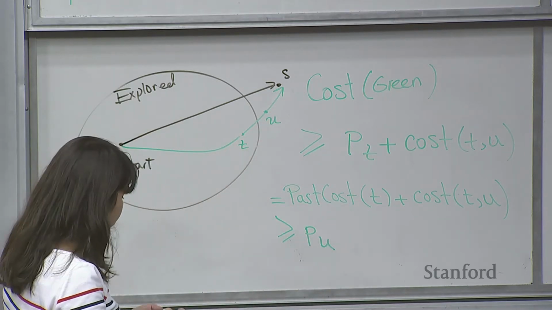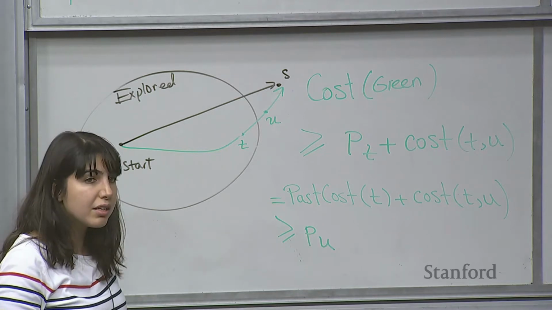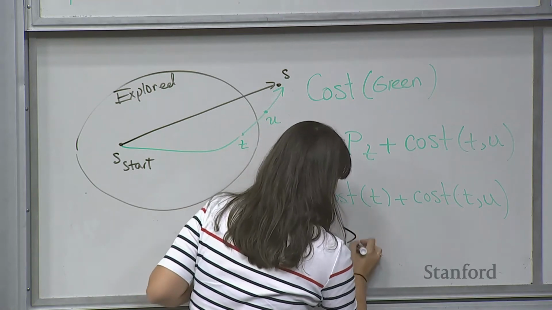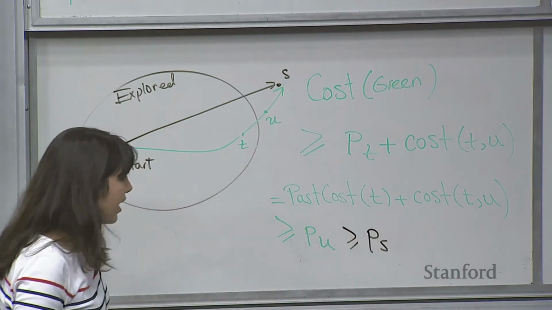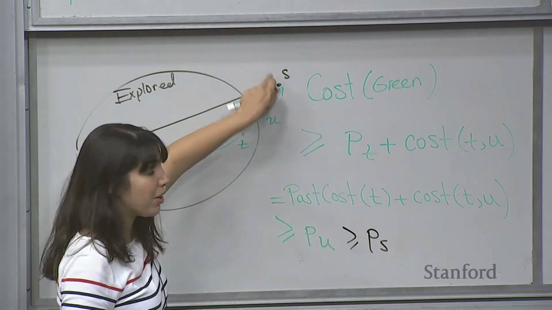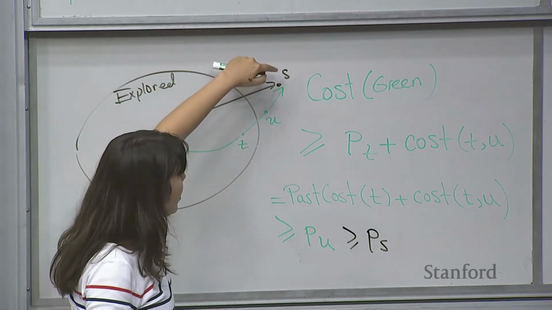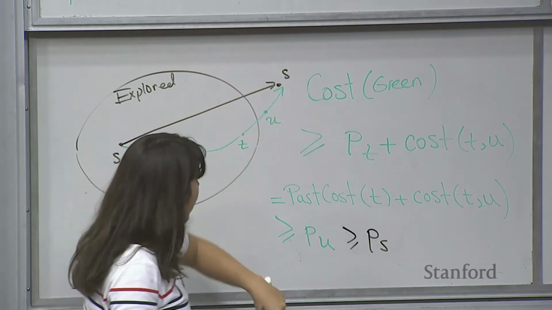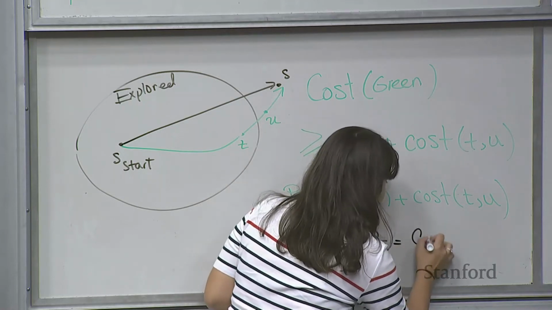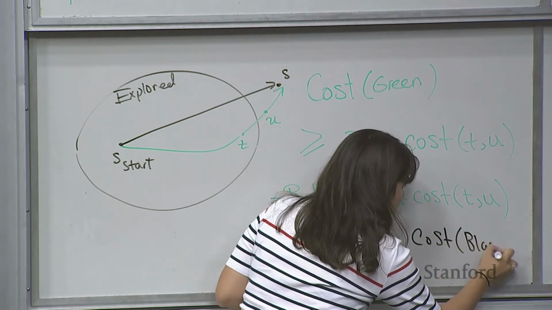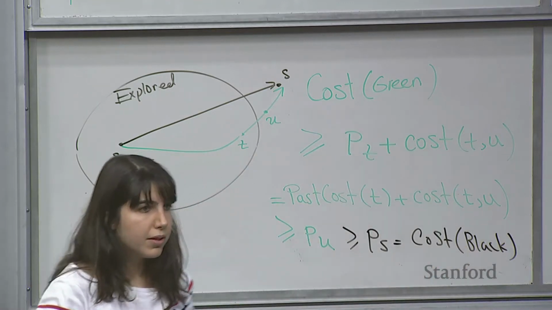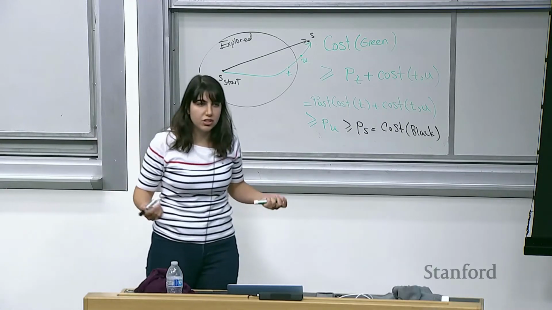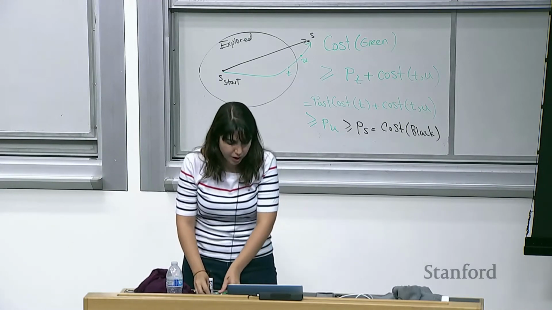And well, what do I know in terms of priority of U and priority of S? Well, I know priority of U is going to be greater than or equal to priority of S. Well, why is that? Because I already know I'm popping off S next. I'm not popping off U. I know I'm popping off the thing that has the least amount of priority, the least value here, and that's S. And well, that is equal to cost of the black line. Okay. Right. So that was just a quick proof of why uniform cost search always returns the best minimum cost path.